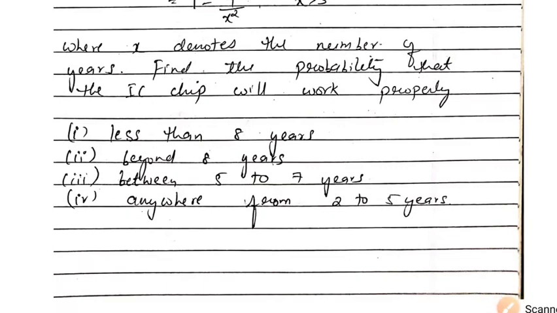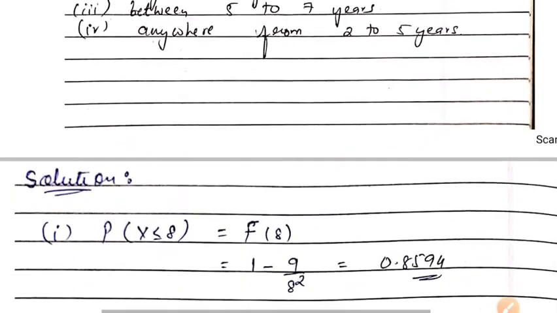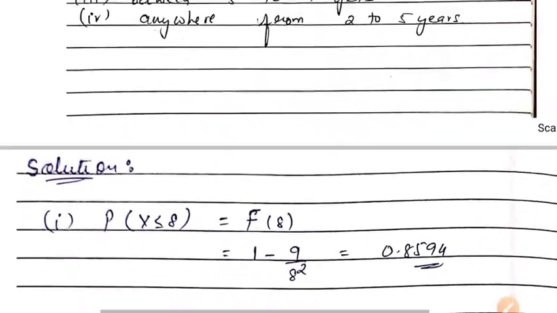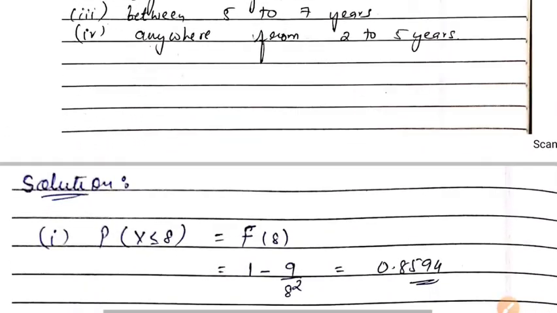Find the probability that the IC chip will work properly for less than 8 years, for beyond 8 years, between 5 to 7 years, and anywhere between 2 to 5 years. So we will start solving one by one. So your first is what? Less than 8 years.